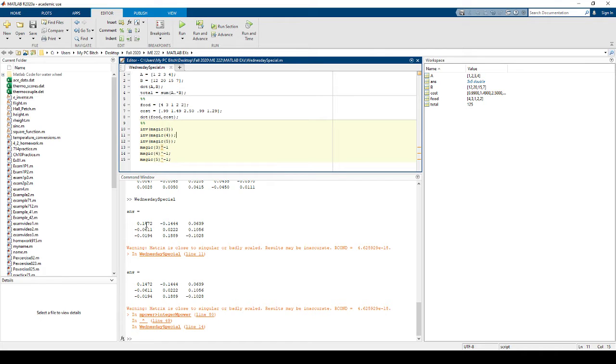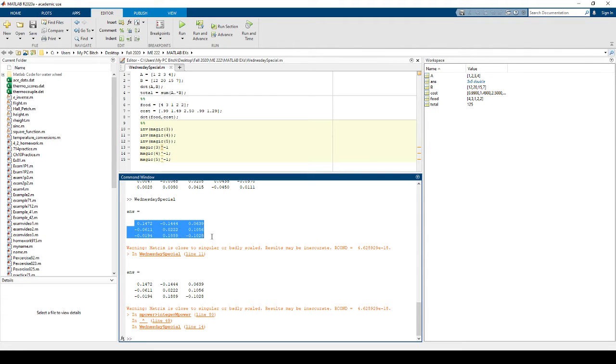Probably true. So we have the answer here. So this is the first one. So the inverse of the magic 3 is this right here. And then raising it to the -1 power gets you here. So these are the two answers. And I know these are right. But it is giving you a warning.